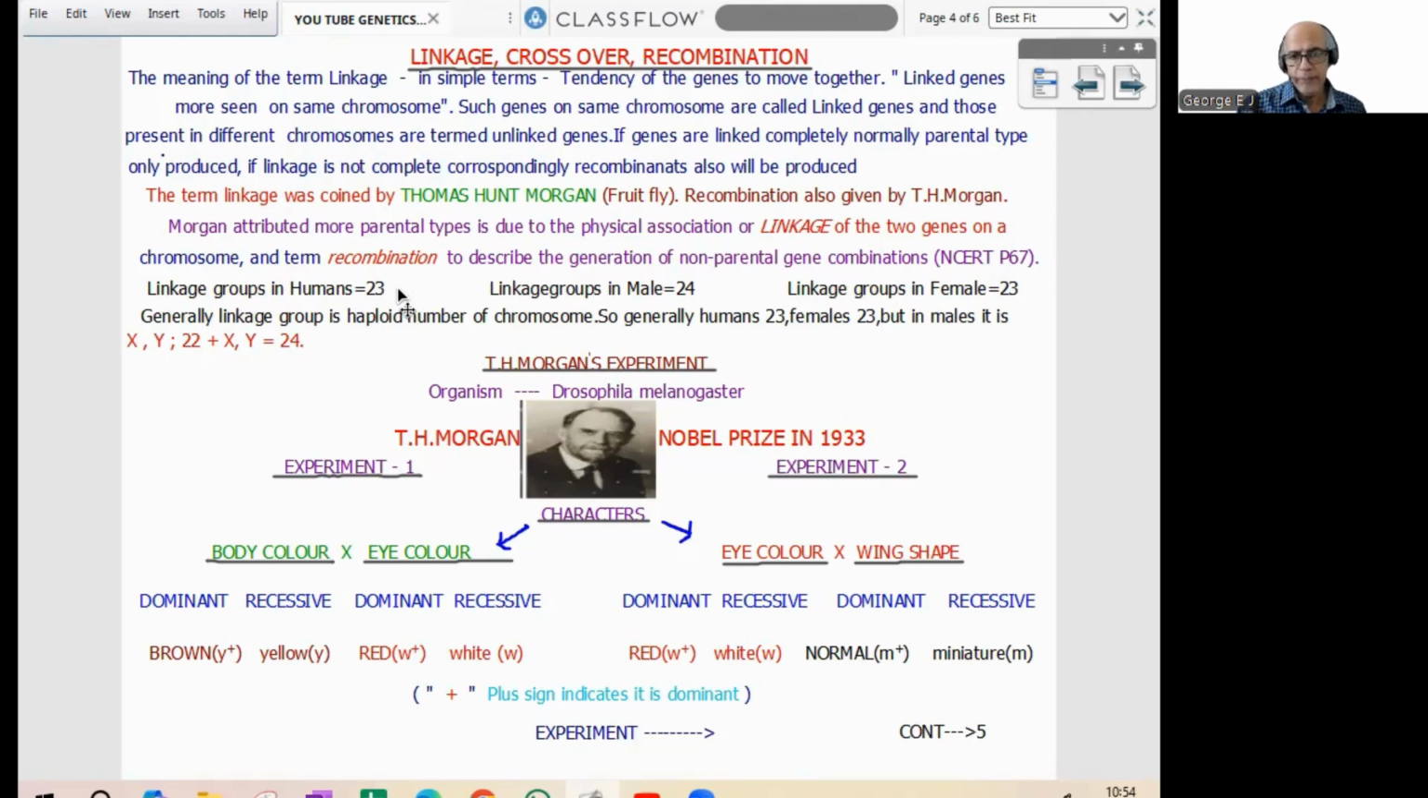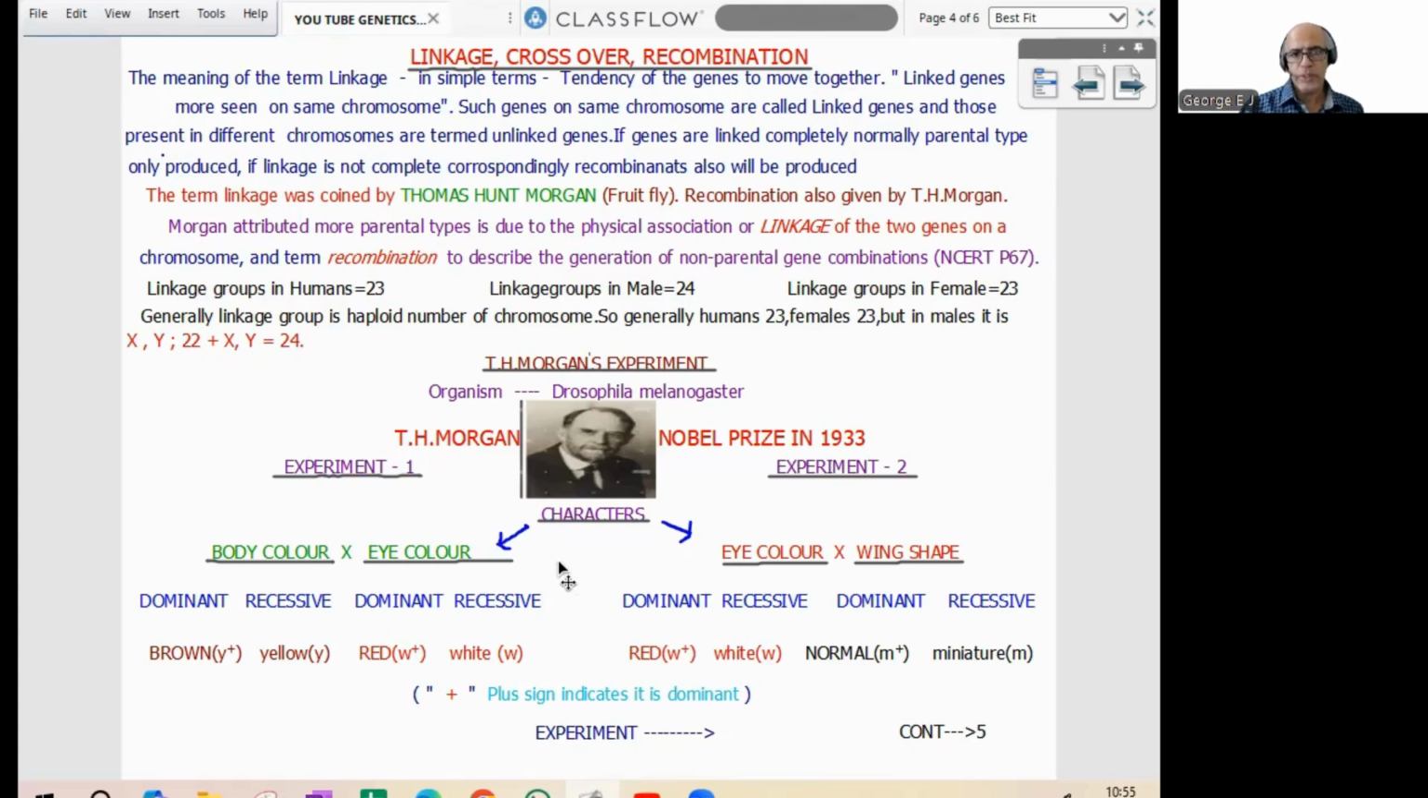Again, in female, linkage group will be 23. That is normal. But when we come to male, it is 24. Explanation I given here, why it is so. Because in male, two types of gametes will be there, X and Y. That will be separately counted. So 22 plus X plus Y. That is how it becomes 24. I think idea clear. Now comes Morgan's experiment.